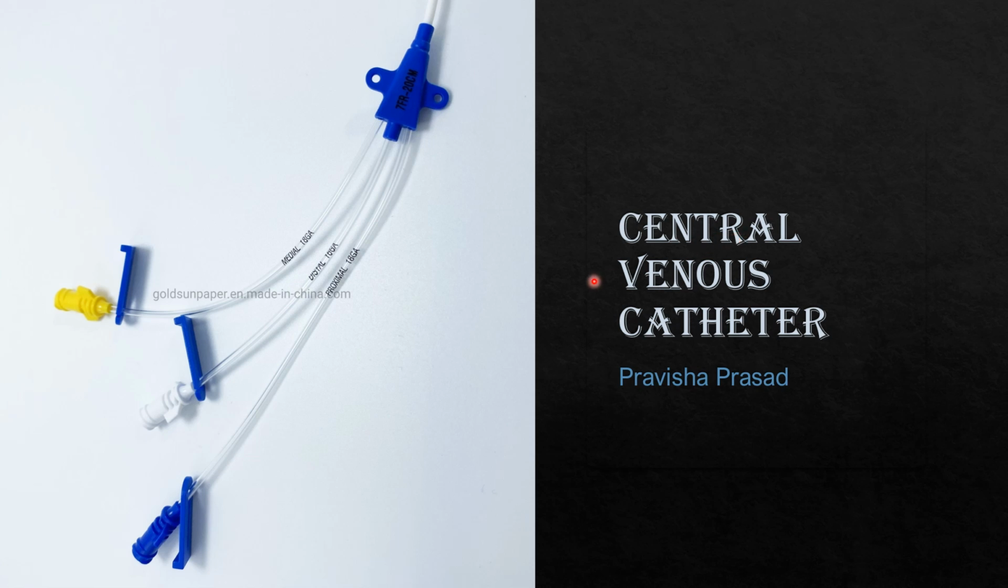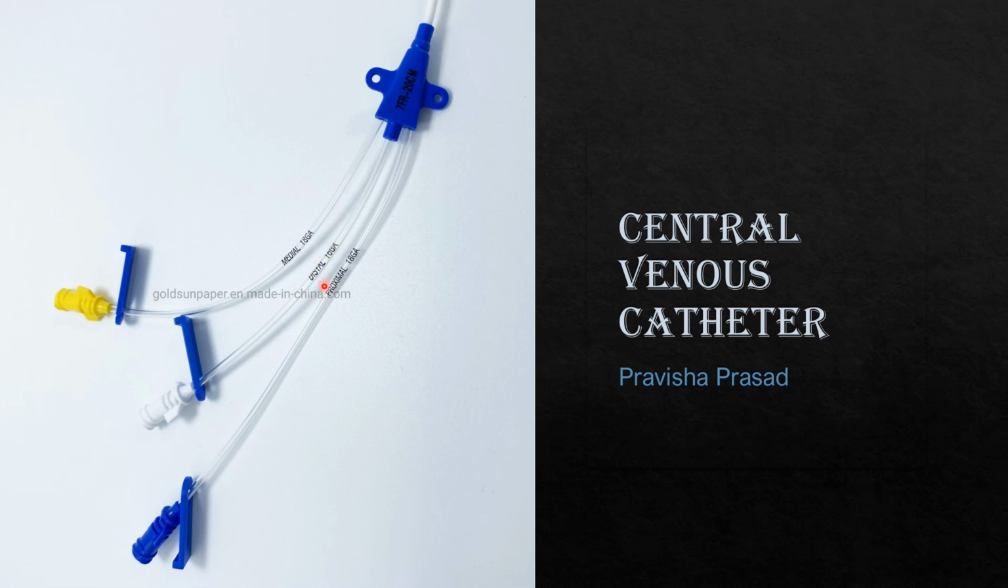Today we are going to discuss the central venous catheter. This is a typical 7 French adult central venous catheter and it is a triple lumen catheter, which means it has 3 ports and the ports are named proximal, distal and medial. So first of all we are going to discuss the distal port.